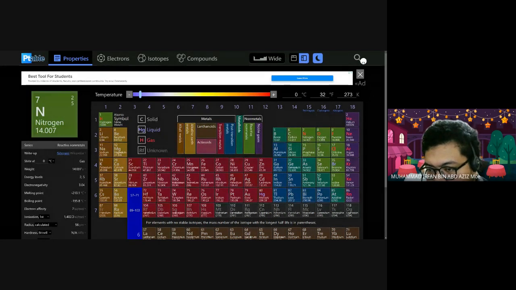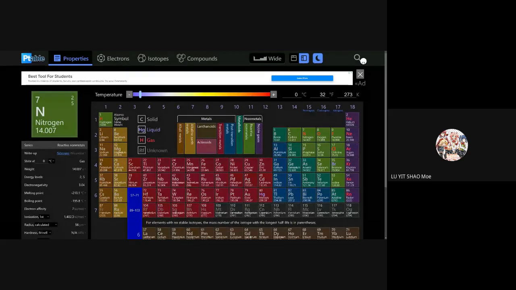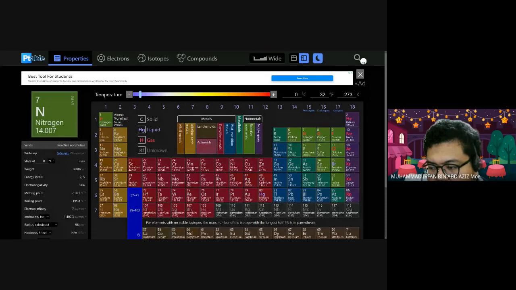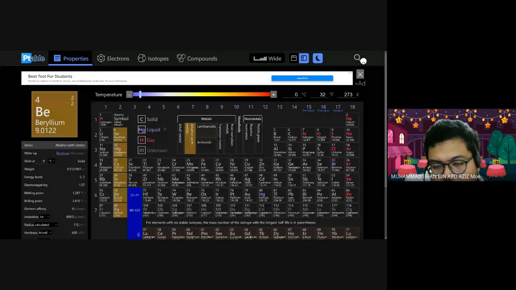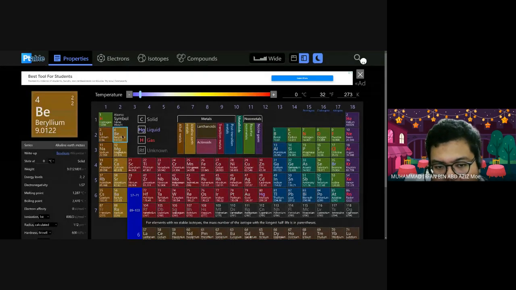Why 8? Because it's the octet rule. The duplet rule is only for helium, and for group 1 elements like H, He, Li and beryllium. After that, everything wants to achieve 8. For example, hydrogen needs 1 more electron to become 2, so it becomes H plus. Helium is already stable.